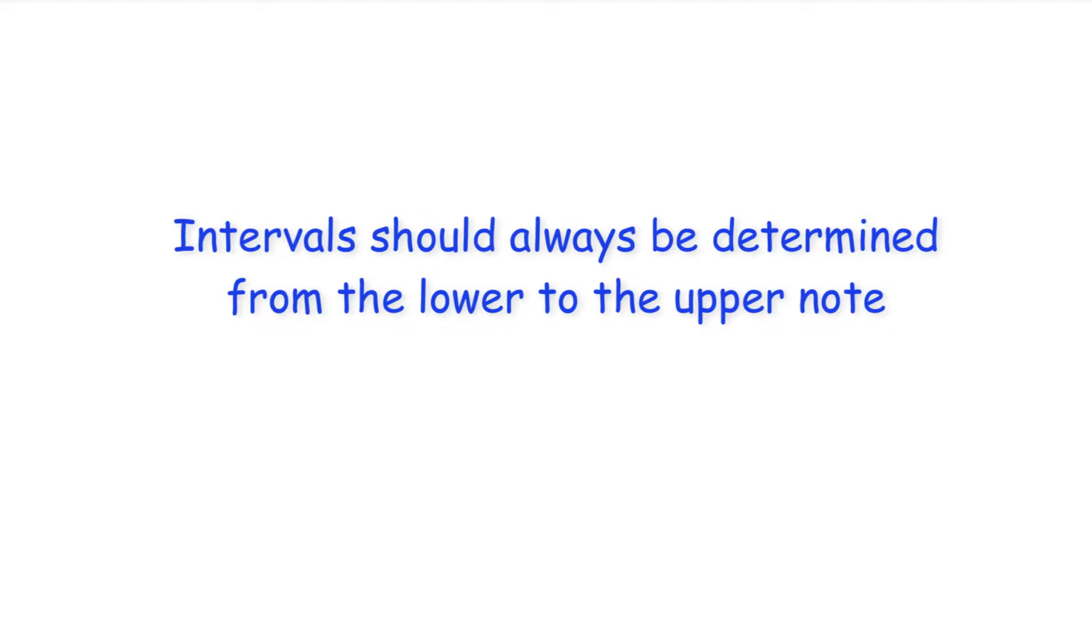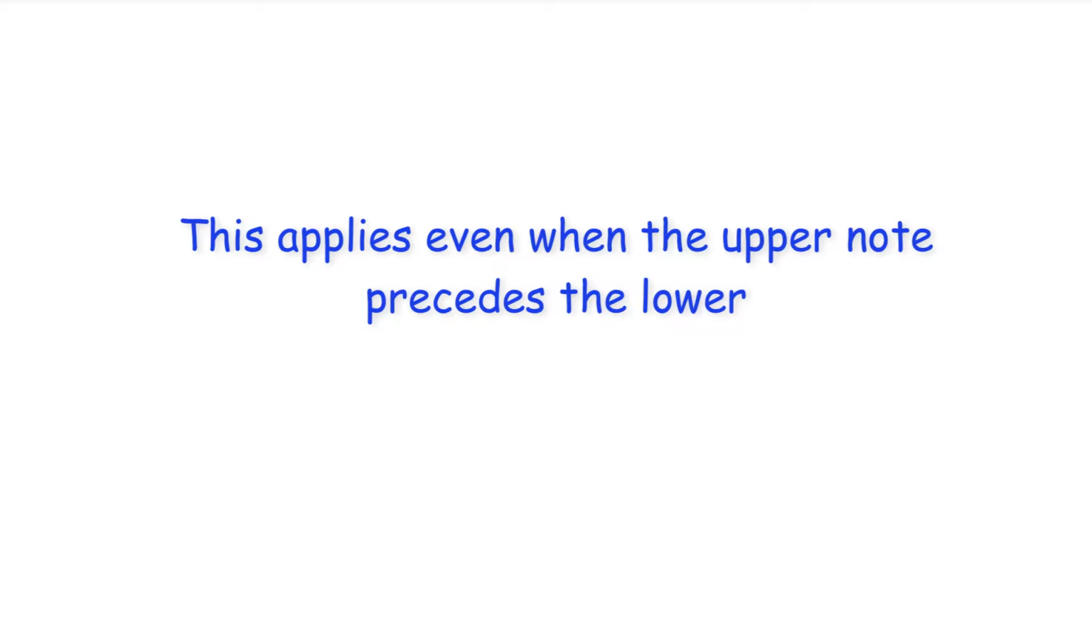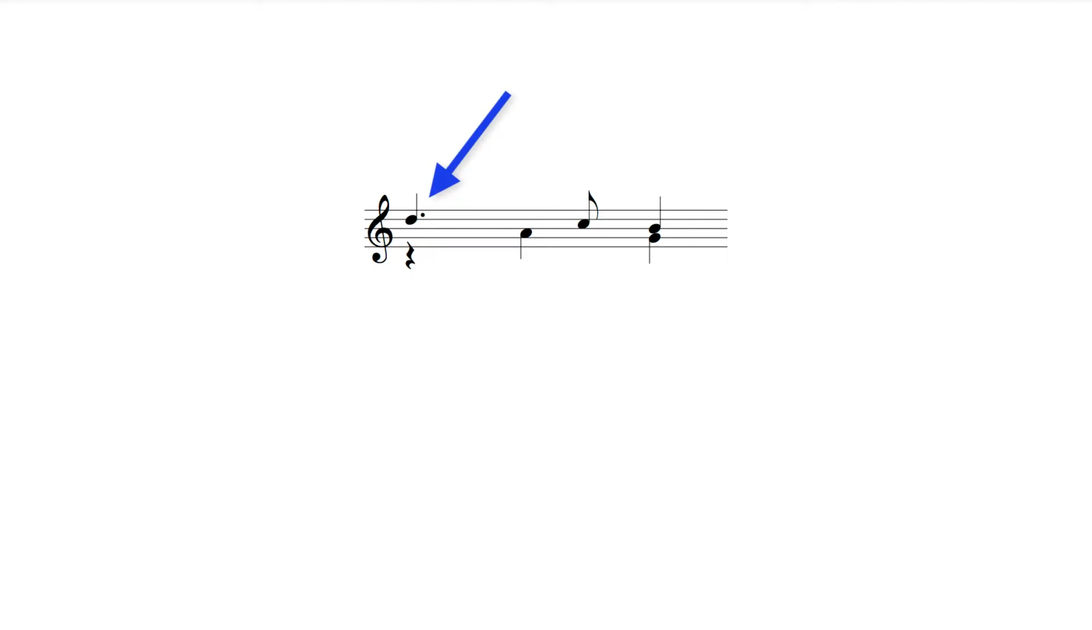Intervals should always be determined from the lower to the upper note. This applies even when the upper note precedes the lower. For example, here the D comes before the A, but the interval is still determined from the A to the D.